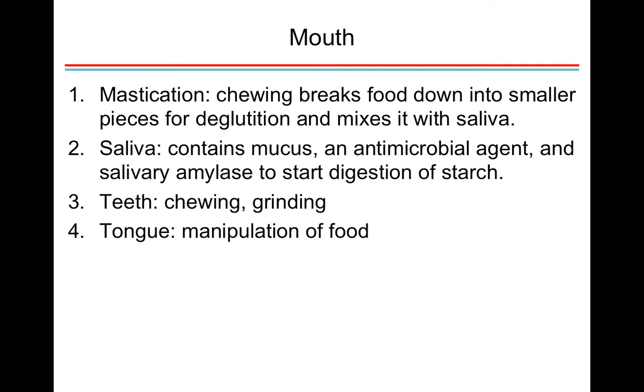So mastication is the process of chewing to break down food into smaller pieces for deglutination, which is swallowing, and mixing it with saliva. Saliva contains mucus, and mucus is an antimicrobial agent, and it contains salivary amylase, an enzyme that can start to break down starch. The teeth will chew and grind, and the tongue plays an important role in the manipulation of food, so we can help get the food positioned between our teeth for chewing.